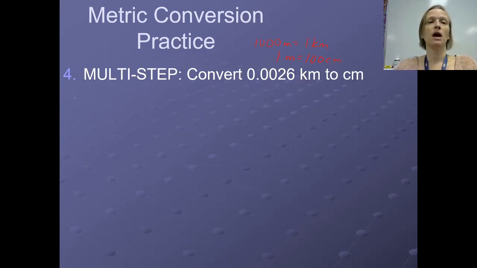I'm going to do a multi-step problem. I'm going to start with my known, 0.0026 kilometers. My first step is to switch from kilometers to meters. 1 kilometer is the same as 1,000 meters. And my second step is going to be to get rid of the meters this time and bring in centimeters for my final answer. And according to my conversion factor, 1 meter is the same as 100 centimeters. So when I do my math, I get 260 centimeters. 0.0026 times 1,000 times 100 divided by 1 divided by 1 gives you 260 centimeters. And that has 2 sig figs, just like I should have according to my starting value.